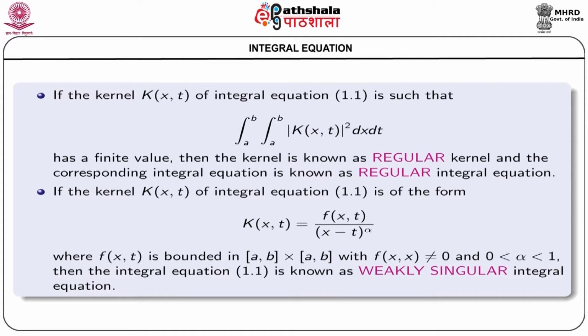On the other hand, if the kernel k(x,t) of the integral equation 1.1 is of the form k(x,t) equal to f(x,t) divided by |x minus t|^alpha, where f(x,t) is bounded in the interval [a,b] cross [a,b] with f(x,x) not equal to 0, and if alpha lies between 0 and 1, then the integral equation is known as weakly singular integral equation, and the kernel k(x,t) is said to have weak singularity at x equal to t.